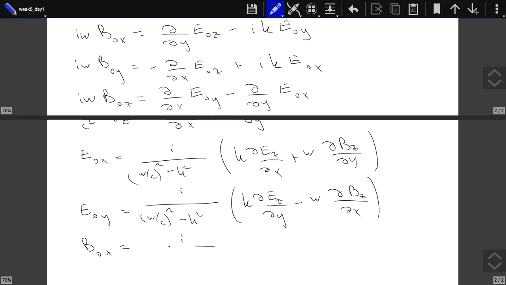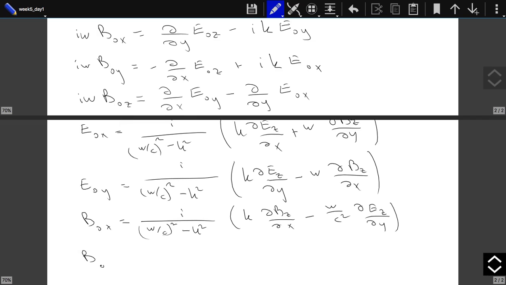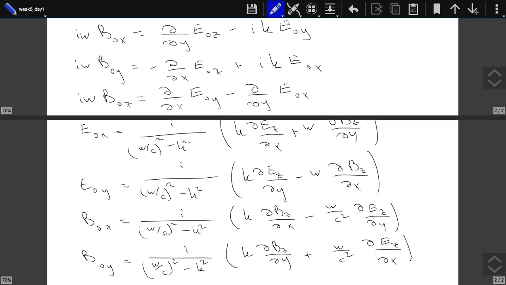B0x is equal to i omega over (omega squared over c squared minus k squared), k times dBz by dx minus omega over c squared dEz by dy. And finally, B0y is equal to i omega over (omega squared over c squared minus k squared), k del Bz by del y plus omega over c squared del Ez by del x. Well, you see, these are equation 118 on page 431.